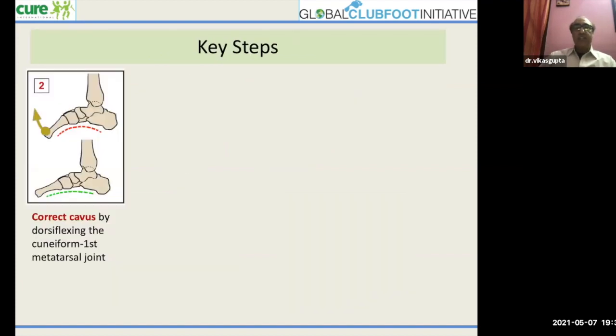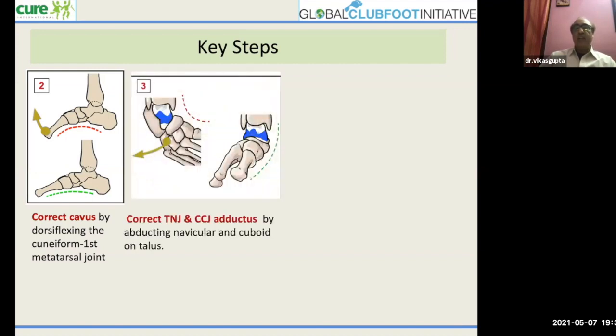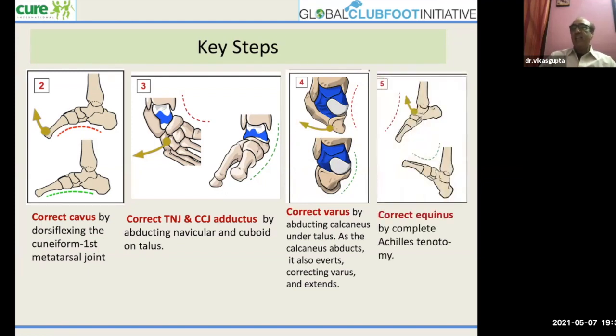The first step is correcting the cavus by dorsiflexing the first cuneiform-metatarsal joint. I told you. Then you correct the talonavicular and the calcaneocuboid joint, the adduction deformity, by abducting. When you abduct, you also correct the varus by abducting the calcaneum. And last is the equinus, by doing the tenotomy. So these are the key steps: cavus, adductus, varus, and equinus. All these deformities are usually corrected simultaneously, but primarily the first cast corrects the cavus deformity.